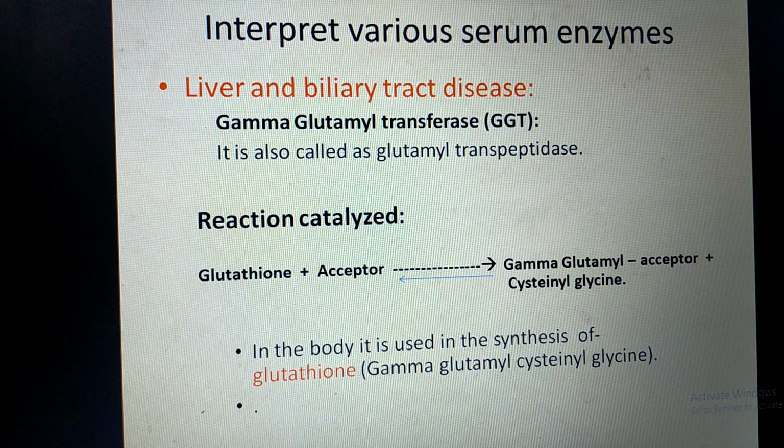So this enzyme GGT removes the gamma glutamyl amino acid from the glutathione and transfers it to the acceptor to form gamma glutamyl acceptor. Now this enzyme also catalyzes the reversal of this reaction, in which it transfers the gamma glutamyl group from the donor to cysteine glycine to resynthesize the glutathione. So the main use of this enzyme in the body is in the synthesis of glutathione.